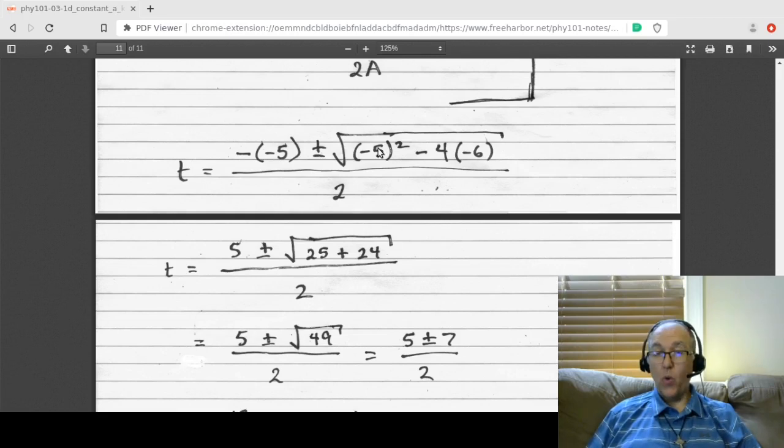Square root of b squared, -5 squared, minus 4 times a was 1, so I didn't even write it in there, and c was -6, okay? Divided by 2a, but a was 1, so it's just divided by 2. And so the rest of this is just some algebra.